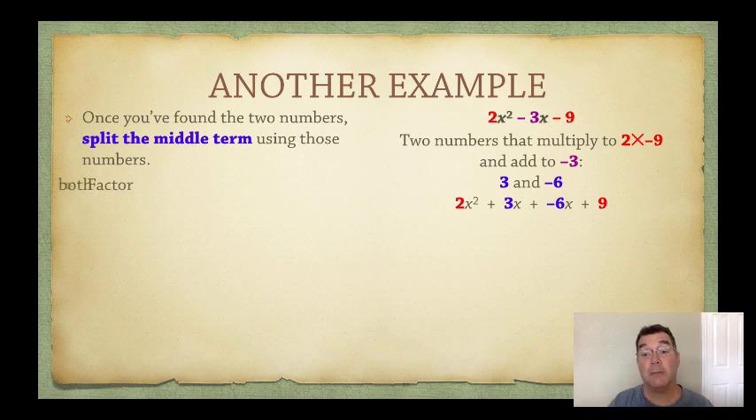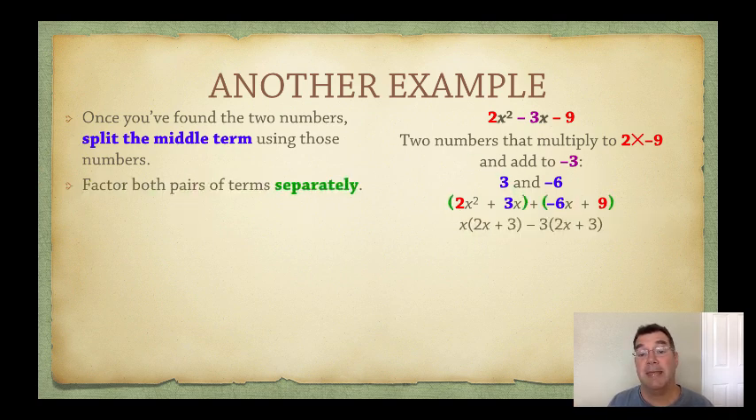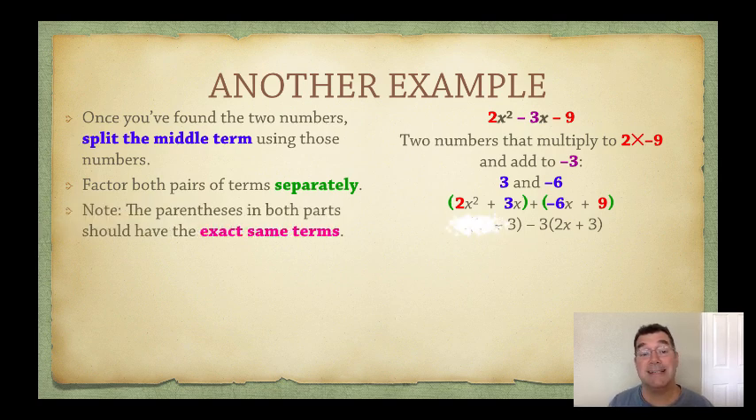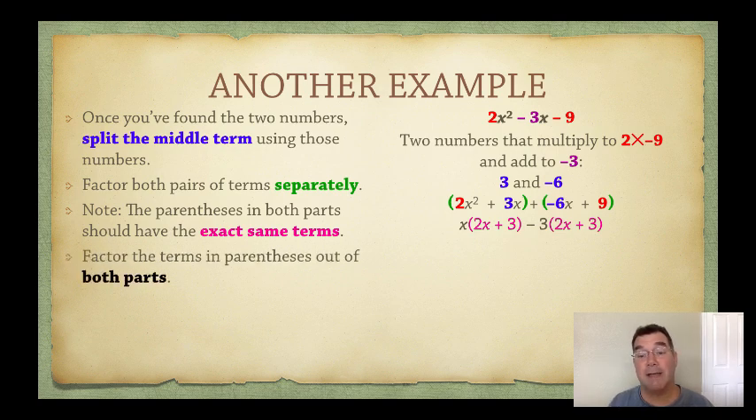That gives me 4 terms, which I can then pair up and factor. So in the first pair, I can factor out an x, leaving me with 2x plus 3. And in the second pair, I can factor out a negative 3, leaving me with 2x plus 3. Notice again that the stuff in parentheses is exactly the same, and it's supposed to be that way. So what I will do is I will factor out those parentheses from both parts. So the first set of parentheses is 2x plus 3, and I'm left with x from the first part and minus 3 from the second part. So the factorization is 2x plus 3 times x minus 3.